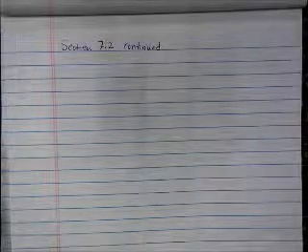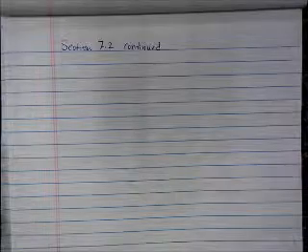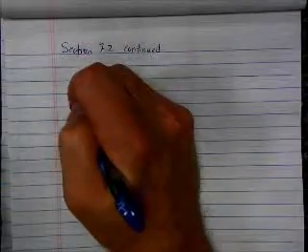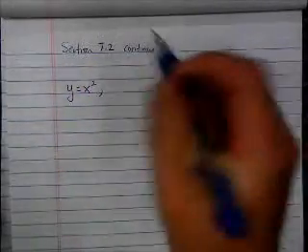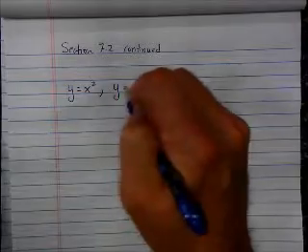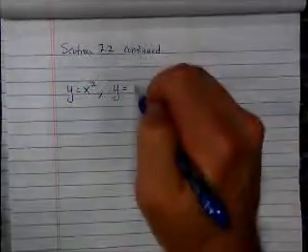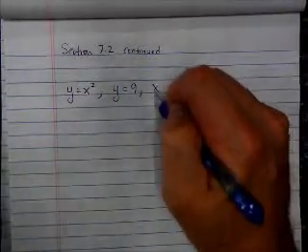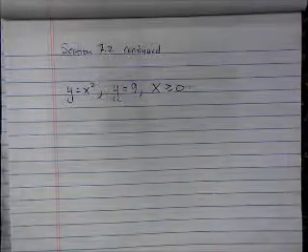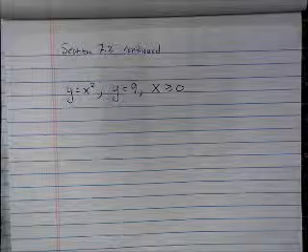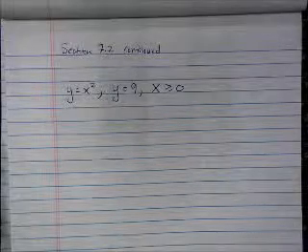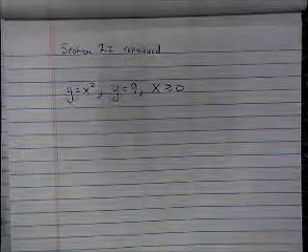We were looking at volumes, weren't we? So we had a region. Let's say we had y equals x squared, y equals 9, x is greater than or equal to 0. One of the hardest parts, I think, about these problems is understanding what the region is that they're talking about.